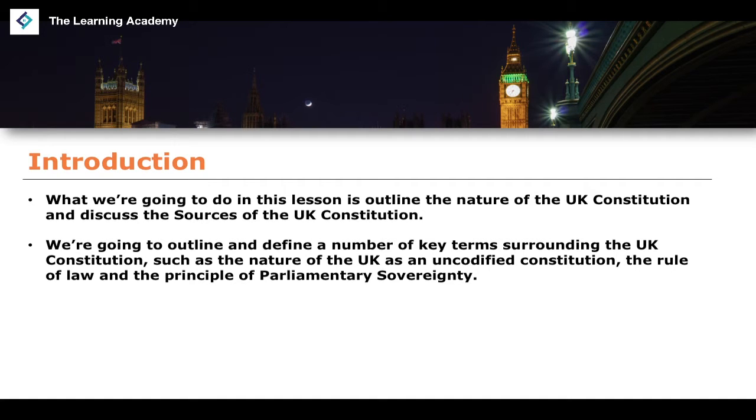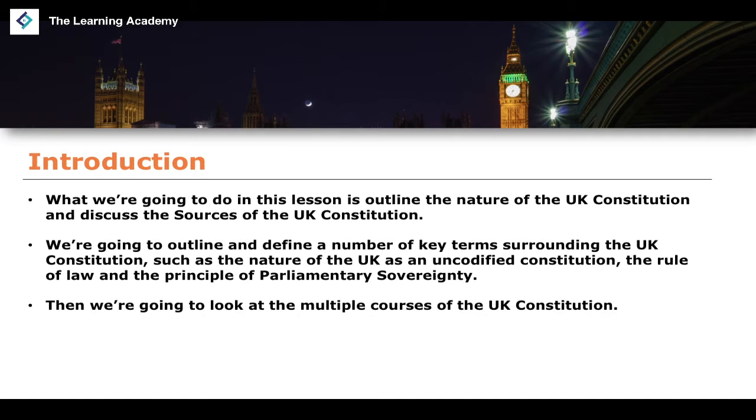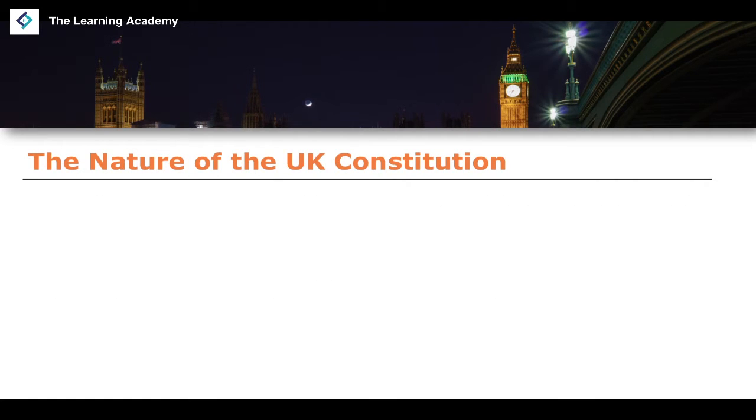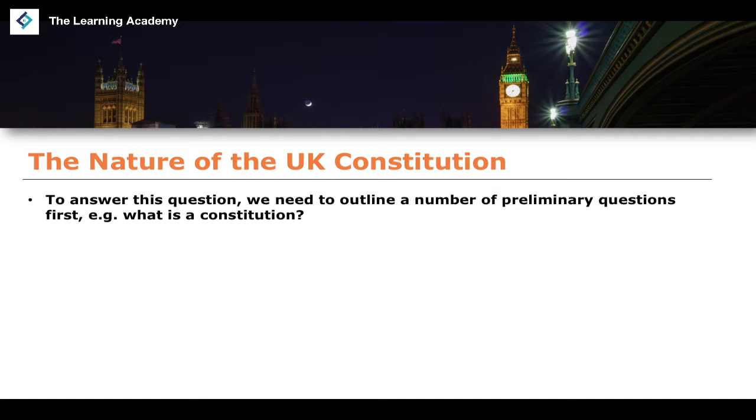We'll define a number of key terms surrounding the UK Constitution, such as the nature of it as an uncodified constitution, not even a document. Look at a number of principles as well, such as the rule of law, and also the principle of parliamentary sovereignty, and then we'll look at the multiple sources of the UK Constitution that exist. So, beginning with the nature of the UK Constitution.